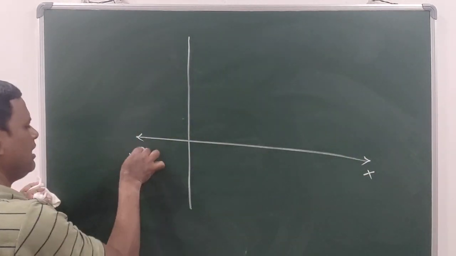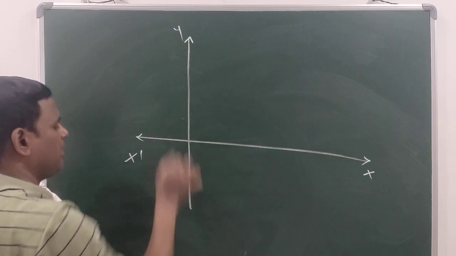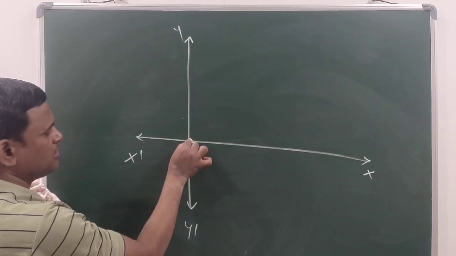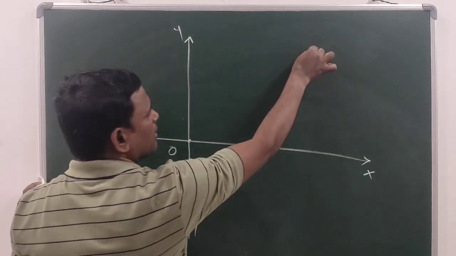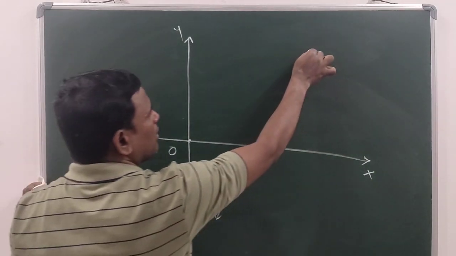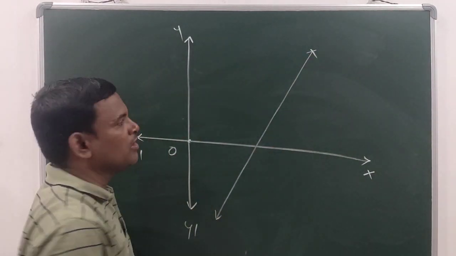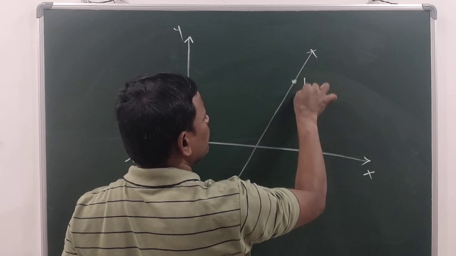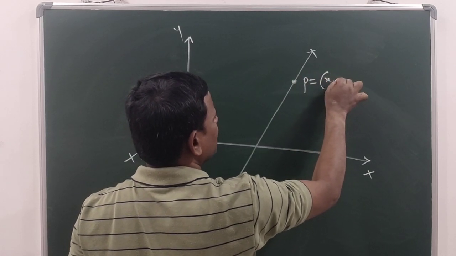X dash, y dash. This is origin. Now one line is moving like this. On this line, one fixed point is given whose coordinates are x1, y1.